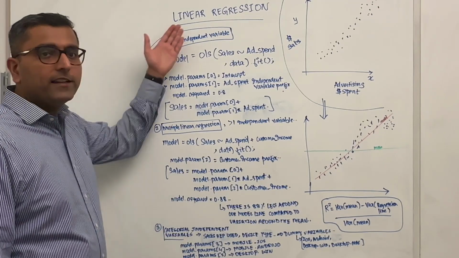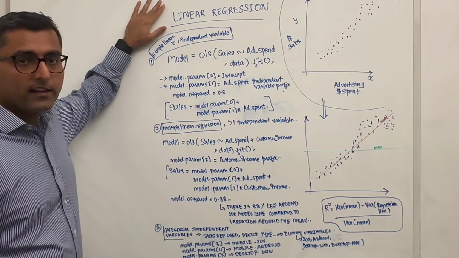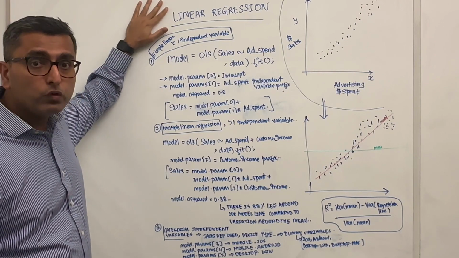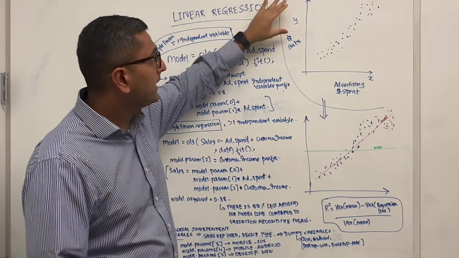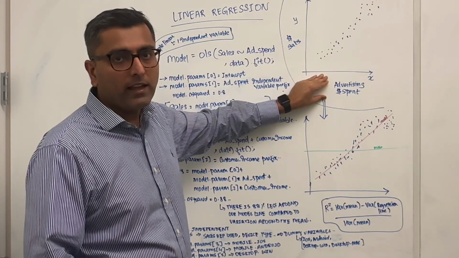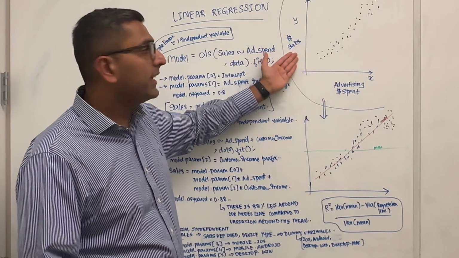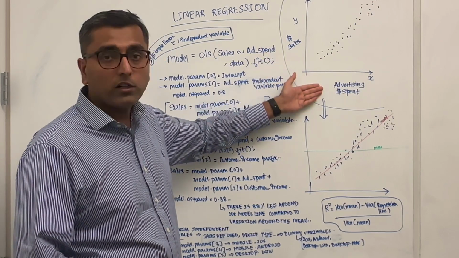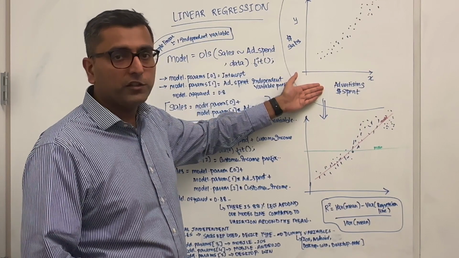Let's learn about linear regression. Linear regression is a very important statistical technique which is used to predict a dependent variable y using an independent variable x. In this case, let's say you want to predict how much sales revenue you will get based on the advertising dollars that you're spending.